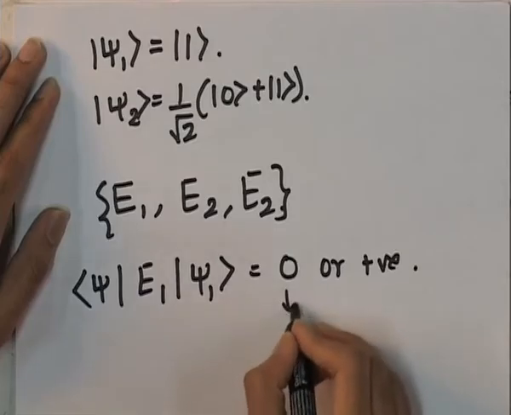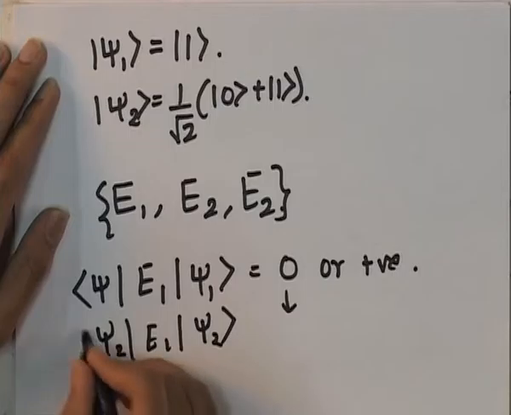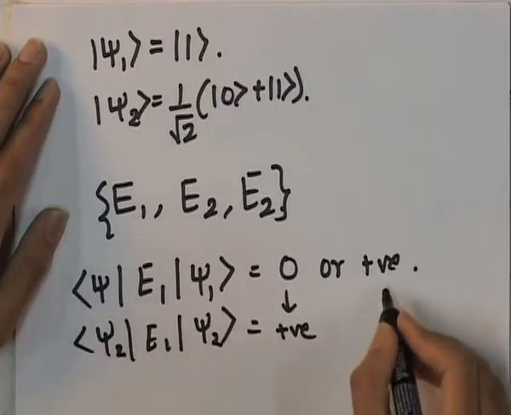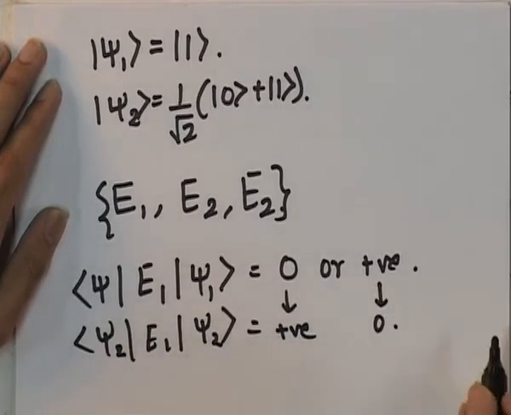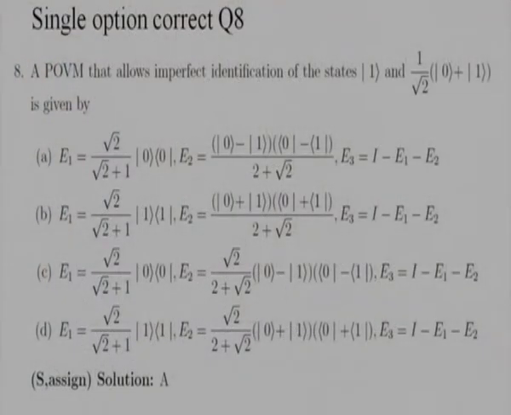But if it is 0, then the expectation value of E1 with respect to psi2 should be a positive quantity, and if it is positive, then this one should be 0. So one of these operators should give an expectation value of 0 with psi1 or psi2 and give a positive value for the other one, and the same should hold true for E2, except that now the expectation values would be flipped. But the third operator will always give non-zero values. So all we need to do is to check whether this happens.